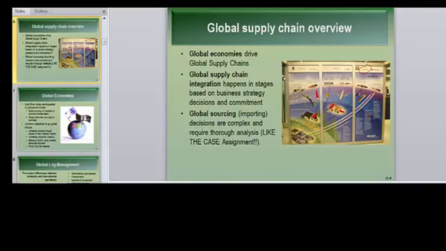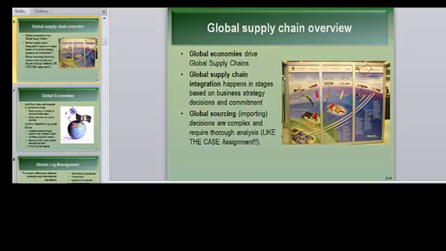All right, students, marching right along with slide number 6 on global logistics. The global supply chain overview is pretty straightforward. This ain't rocket science. It's global economies that drive global supply chains.